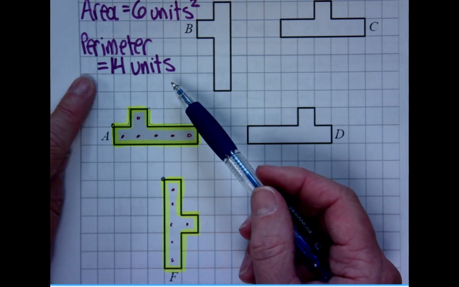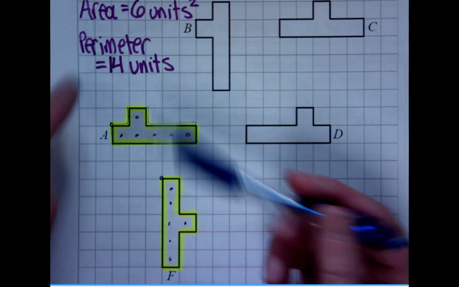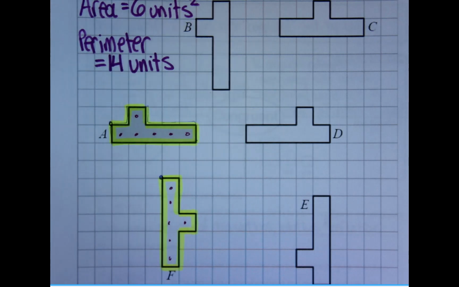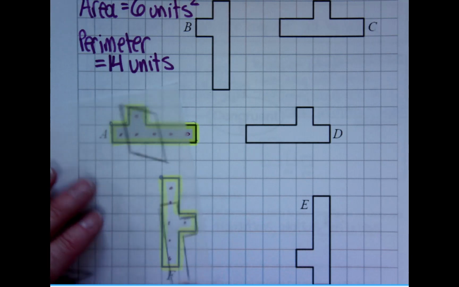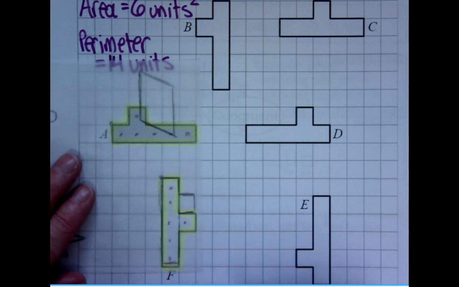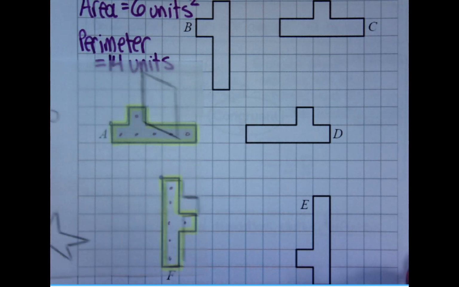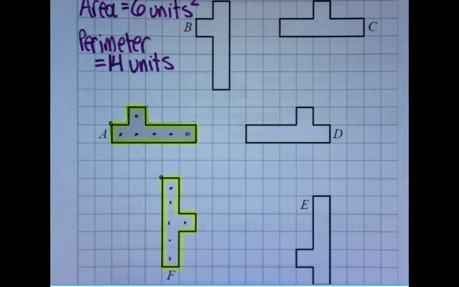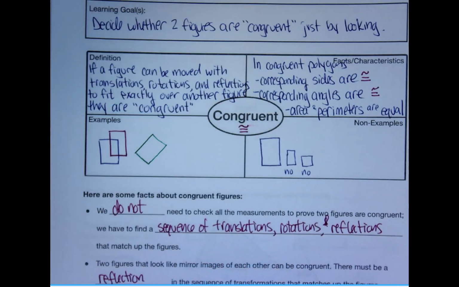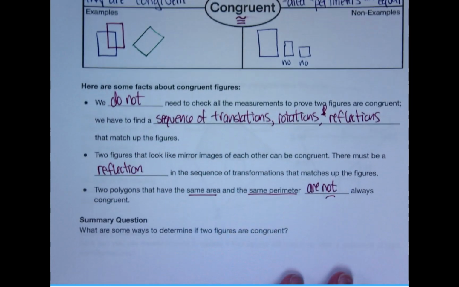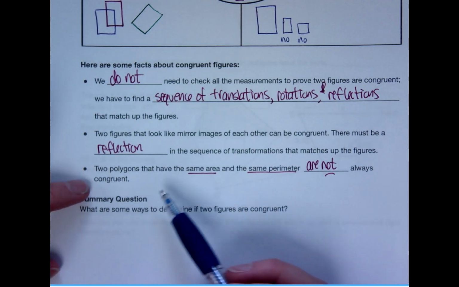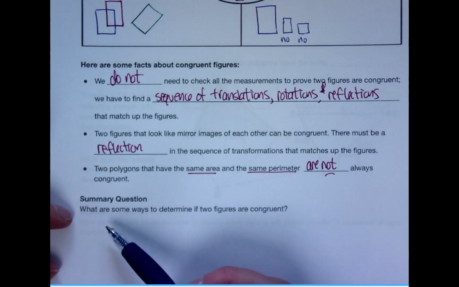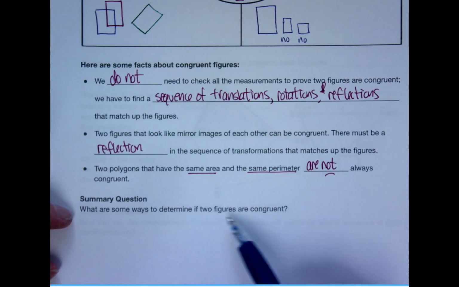They have the same perimeter and they have the same area, but that doesn't necessarily mean that they're congruent figures, as you can see here. There has to be a sequence of translations, rotations, and reflections that'll fit one on top of the other. So let's finish up. Sorry if that was off screen earlier, but they're not always congruent. Let's finish up with talking about some ways to determine if two figures are congruent.